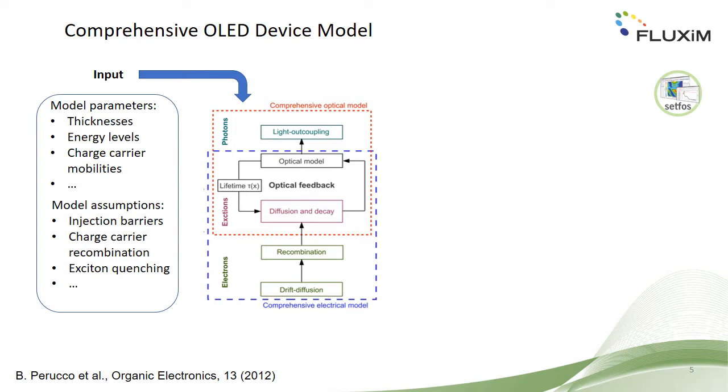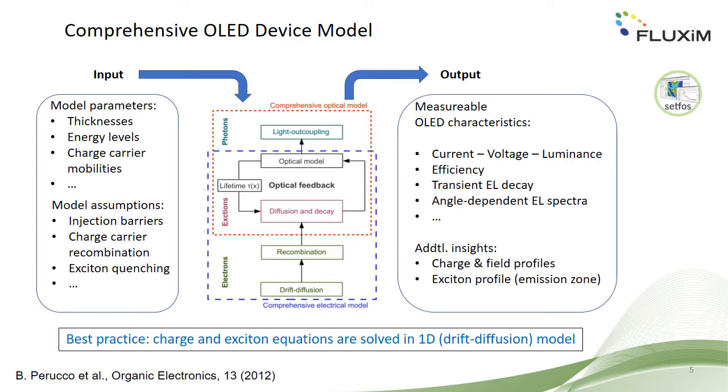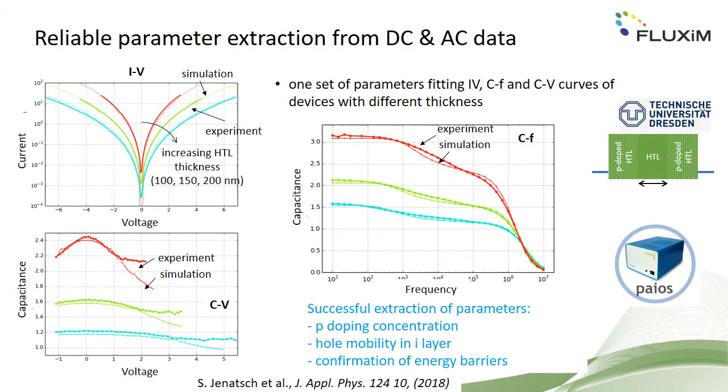On the left, you see the input parameters and model assumptions. On the right, the output is listed, namely measurable quantities like JVL curves and efficiency curves, but also additional insights like charge, field, and exciton profiles that basically cannot be measured directly. The only exception is the emission, which is determined by fitting angular emission spectra with the optical model. Then the best practice in solving such a model is to use a drift-diffusion model, solving it in one dimension.